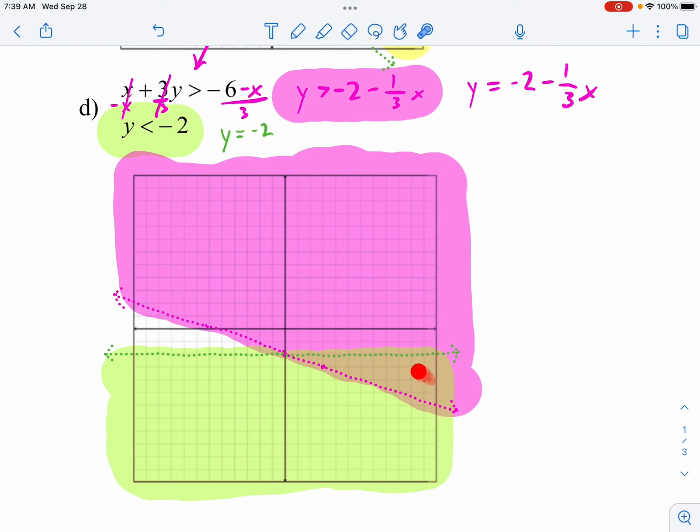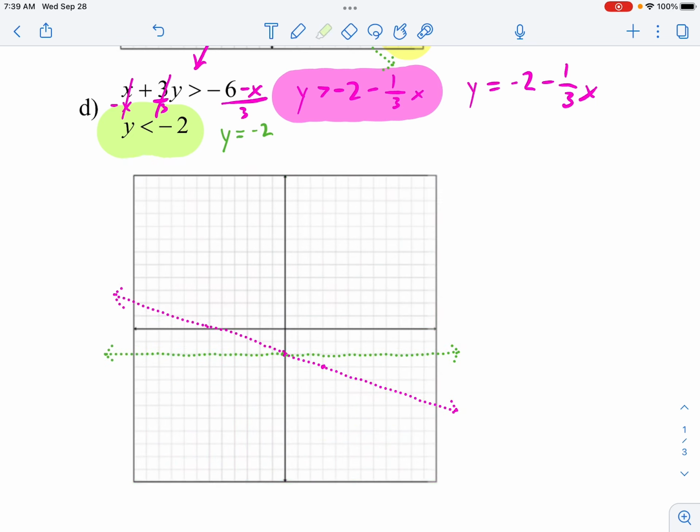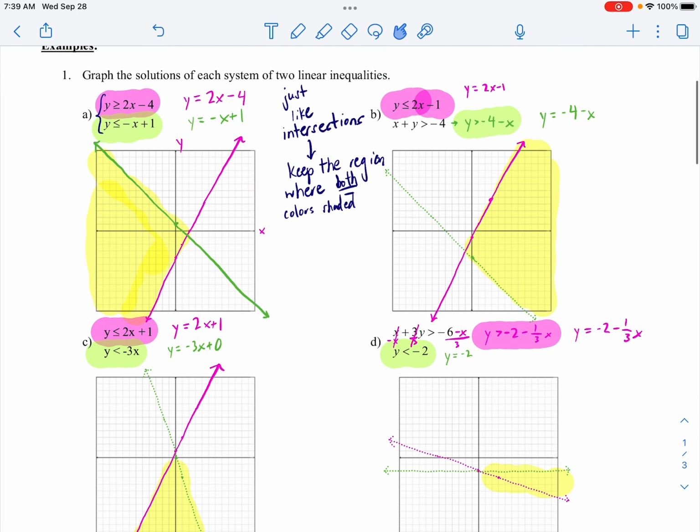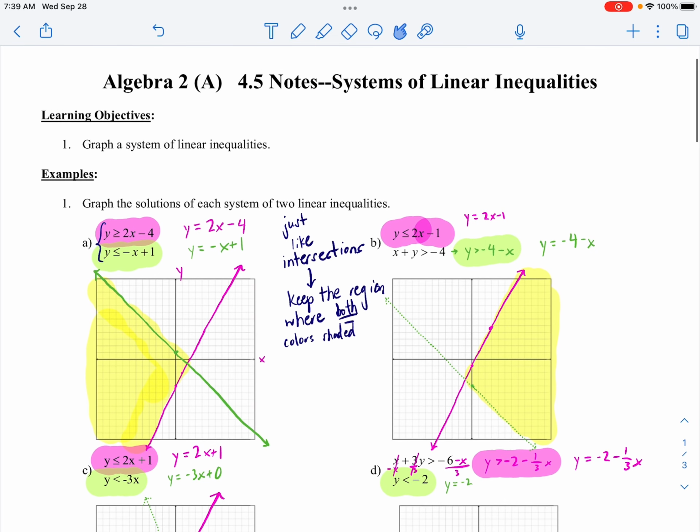My solution is going to be this region here with both pink and green shaded in. So let me get rid of my shading and then use my yellow. I'm going to keep this region right here. So there's my solution. Part D in the books. Slow down, rewind, ask Mr. Miller for help if you need to.